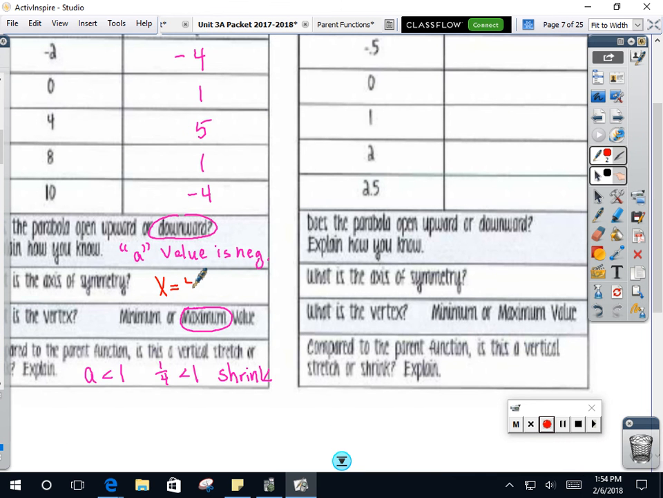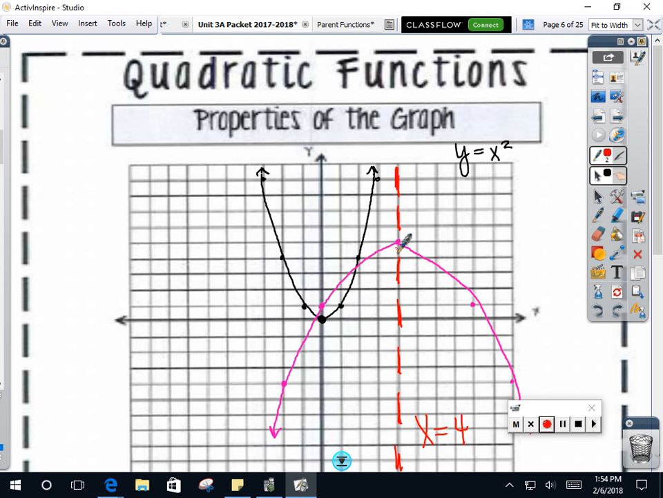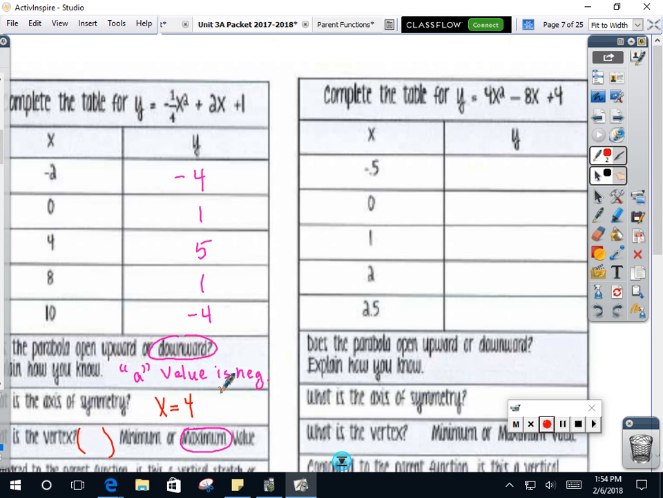And now they want the coordinates for the vertex. Where is the vertex? No, that's the y-intercept of the parabola, but the vertex is (4, 5), right? And it's definitely the maximum point because it's the highest point.